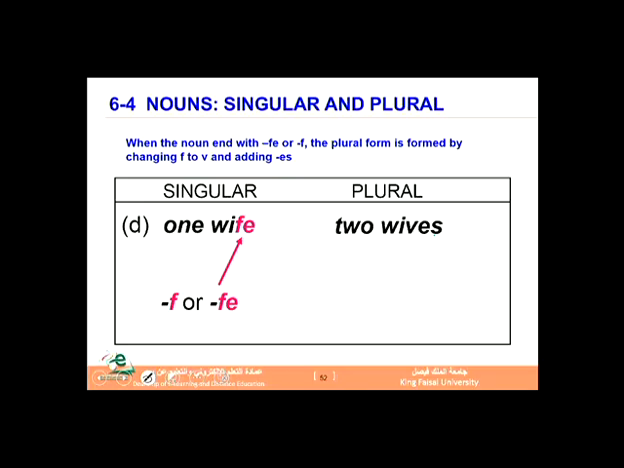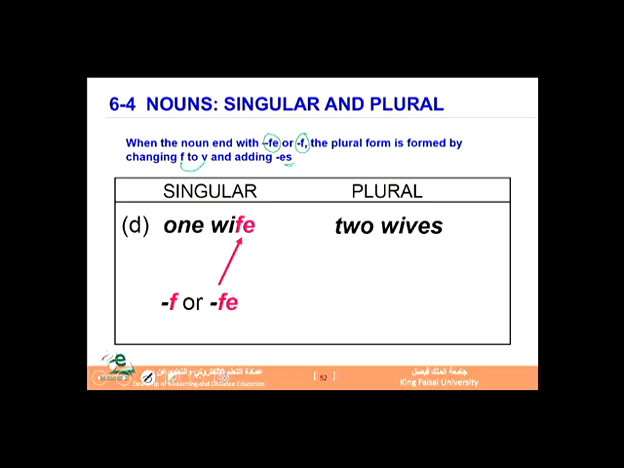Sometimes we have words that end with either FE or F. To make those words plural, the plural form is formed by changing F into V, then adding ES. So if you look at this word, one wife, if I want to say two wives, the F has to be changed into V, then we add ES.